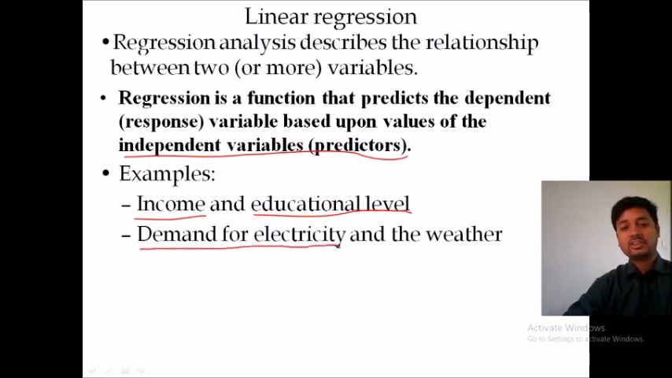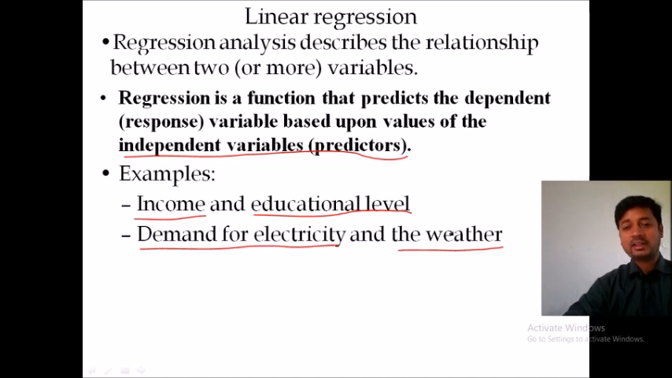Similarly, the demand of electricity and the weather condition. If it is hot, the electricity consumption may be more. If it is less, then electricity consumption may be less. But there may be exceptions in cold weather, like cold countries. In cold countries they have room heaters, so the relation may not be good enough, but in general, in our society, the demand of electricity may depend upon the weather condition.